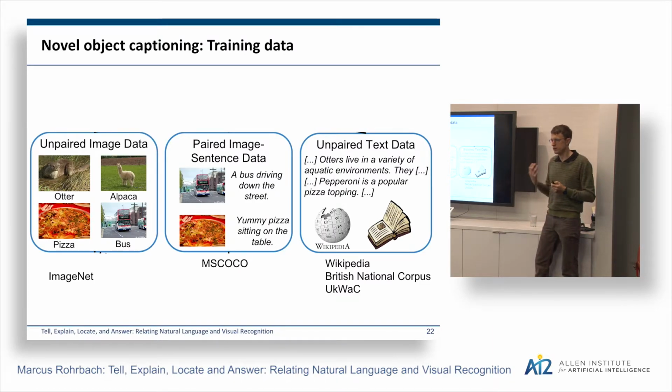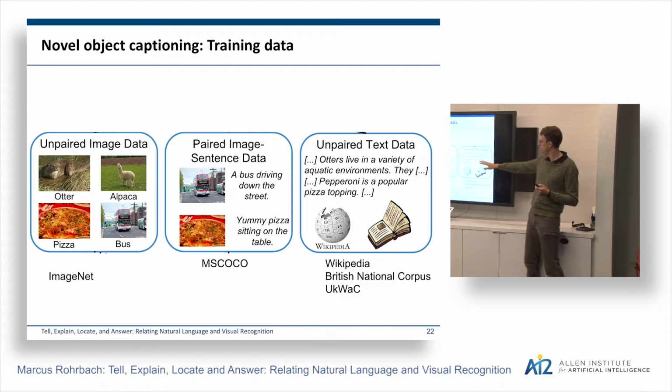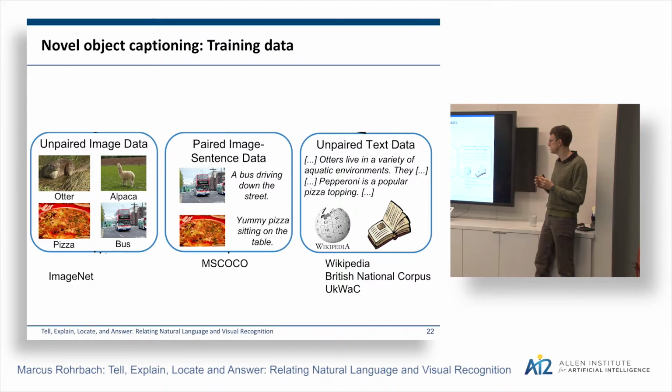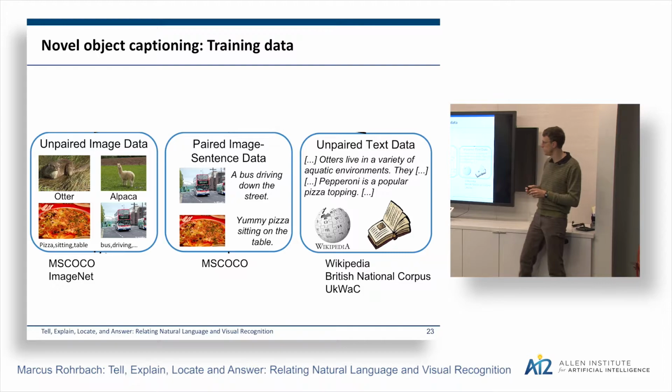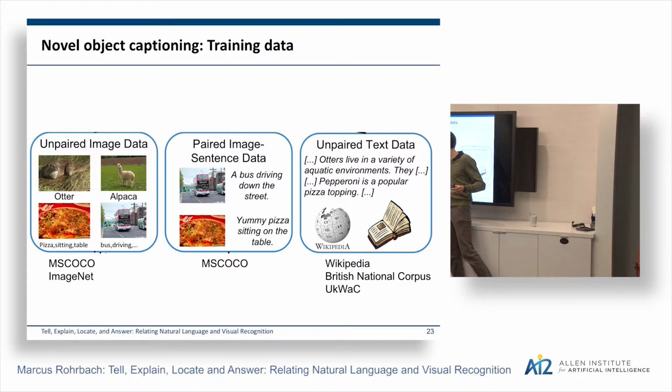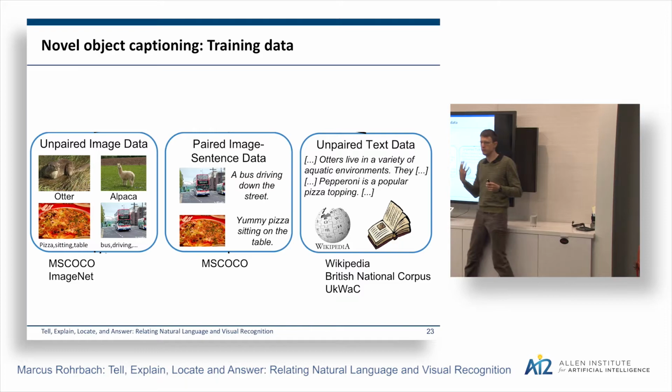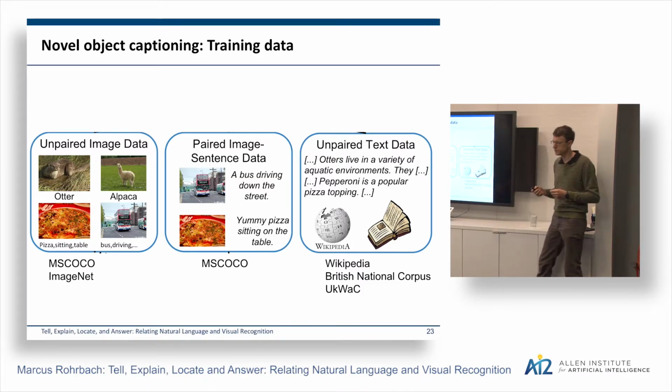So how do we train that? We have, on the one hand, Microsoft COCO for the paired data, so that we always have pairs of images and sentences. We have unpaired text data using Wikipedia, the Visual Genome corpus, and UKWaC, which is a web corpus. And for the unpaired image data, we just have ImageNet, but we also augmented it with words from COCO. So for this image, for example, we would also train for pizza, sitting, table, all the frequent words which appear in Microsoft COCO.